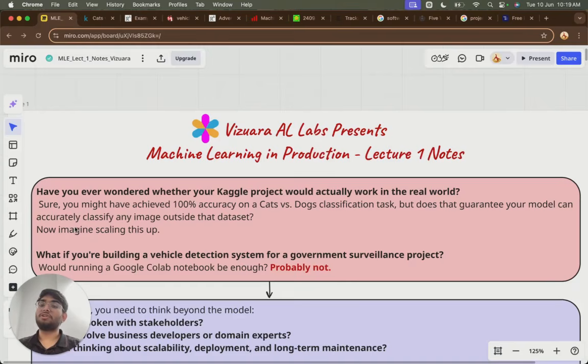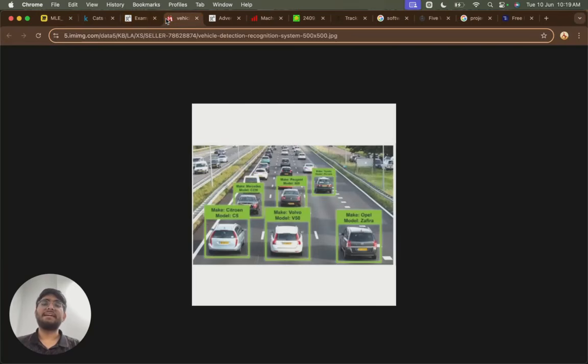So sure, you might have achieved 100% accuracy on the cat versus dog classification task, but that doesn't guarantee that your model will accurately classify any image outside the dataset. What if we are building a vehicle detection system for a government surveillance project? When we see a vehicle detection system, the image that comes to our mind is something like this, where it is predicting the model and the company of the vehicle.